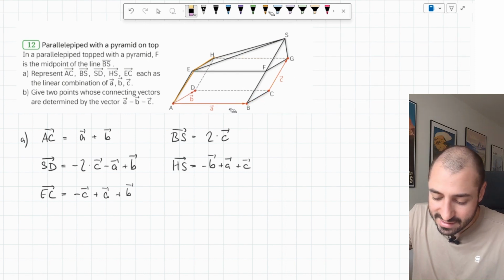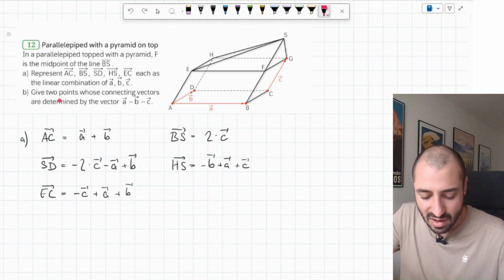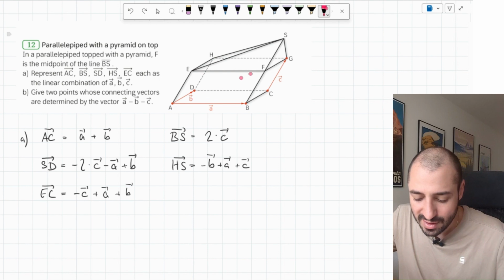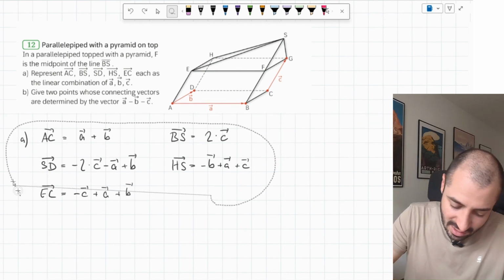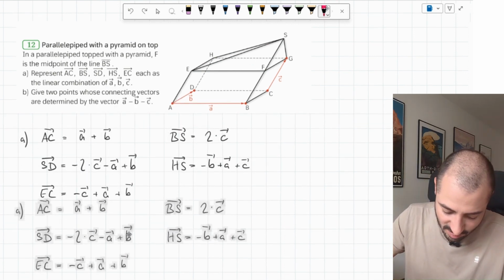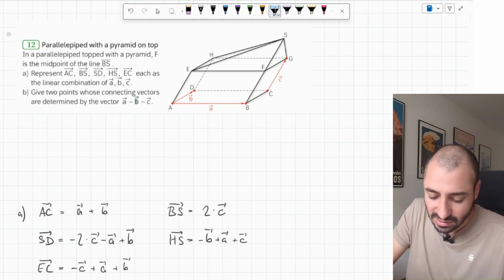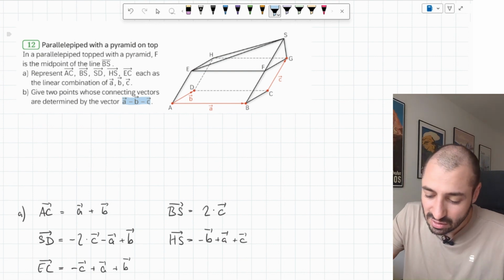Now that's exercise A. For the exercise B, here, we need to give 2 points whose connecting vectors are determined by the vector A minus B minus C. So we need to find 2 points which have these connecting vectors. Let's do it in a way that we need first a bit more space here. Let's move this down. And then let's first draw this vector here, A minus B minus C, to get an idea how this one looks.